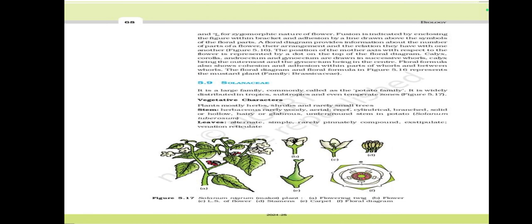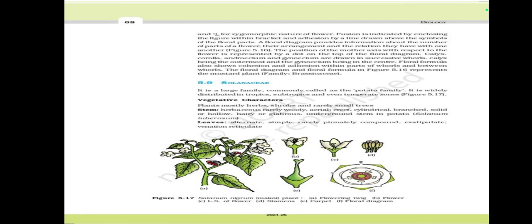The floral diagram and floral formula in figure 5.16 represent the family Solanaceae. It is a large family commonly called the potato family. It is widely distributed in tropics, subtropics, and even temperate zones, which is located in figure 5.17. Vegetative characters. The plants are mostly herbs and shrubs and rarely small trees. Stem herbaceous, rarely woody, aerial, erect, cylindrical, branched, solid or hollow, hairy or glabrous.